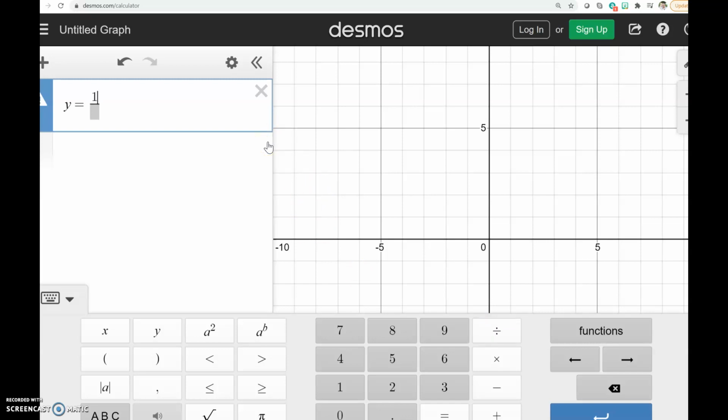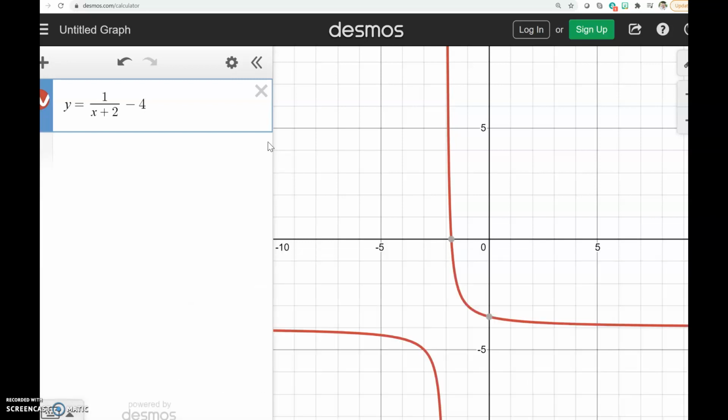Then on the top, I can type the 1. On the bottom, I can put the x plus 2. And then outside of that, I need to put the -4. So this is actually really easy to type into Desmos. If you're trying to type this into a graphing calculator, it is a little bit more complicated. And this shows us the graph.